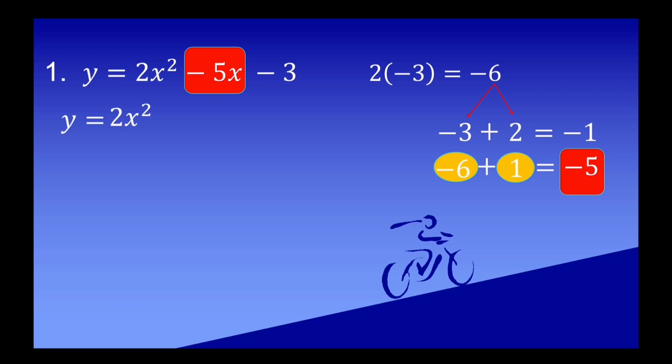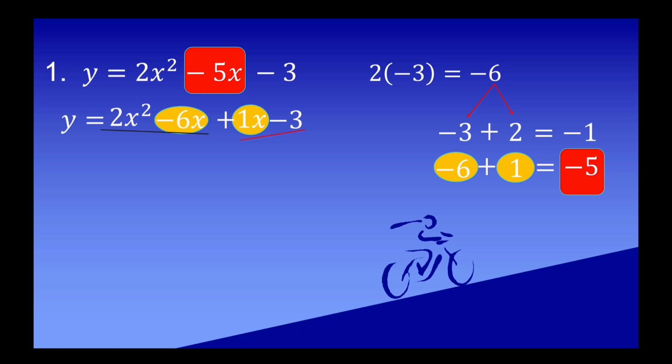So we will rewrite our equation, 2x squared, then negative 5x can be written as negative 6x plus 1x, minus 3. So yes, our two factors are negative 6 and 1. After rewriting our middle term into negative 6 and 1, let's factor the first two terms and the last two terms.